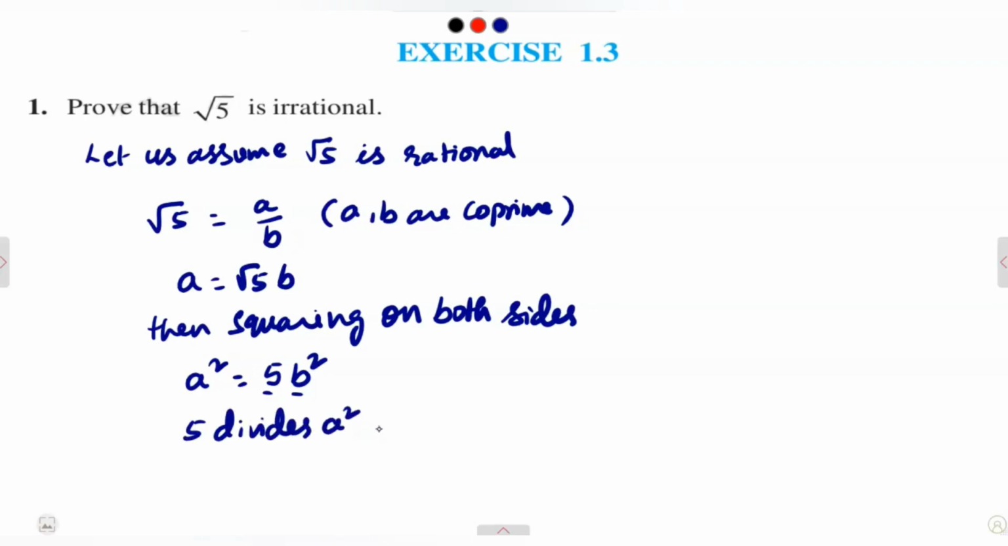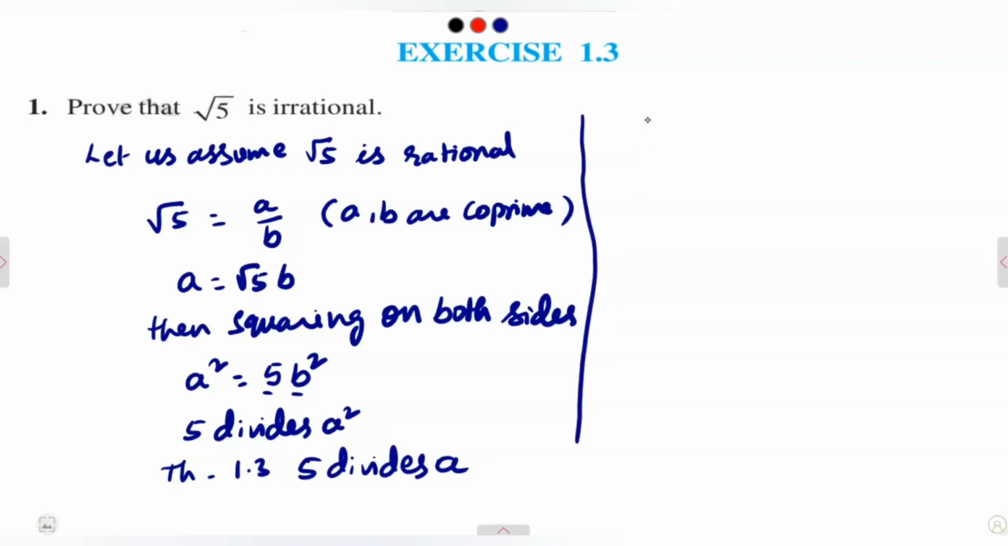So if 5 divides a square, then by theorem 1.3, we know that if p divides a square, then p also divides a. So here also you can write if 5 divides a square, then 5 divides a. If 5 divides a, we can write a is equal to 5 into c, where c is any integer. So now here a is equal to 5c we got, right?